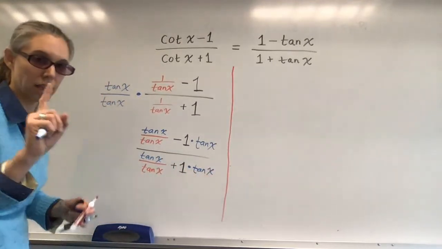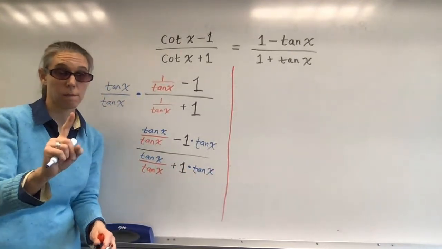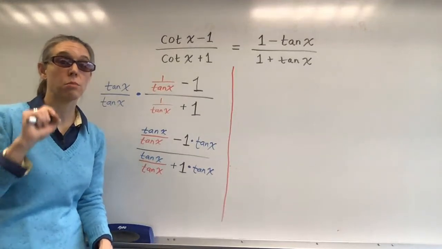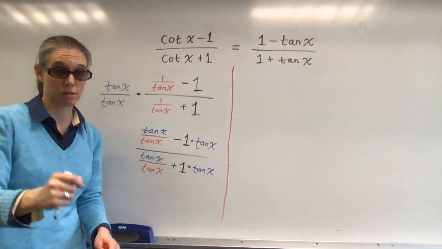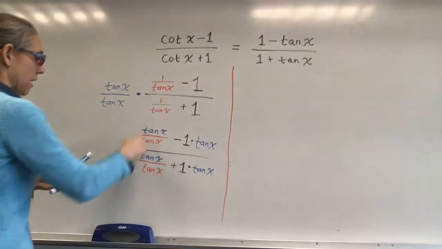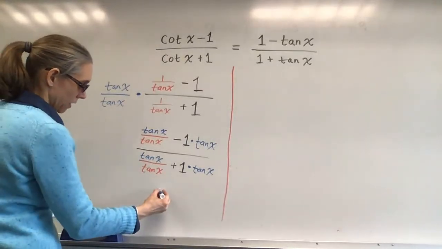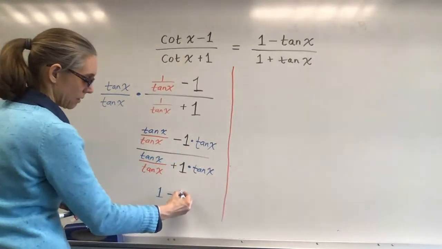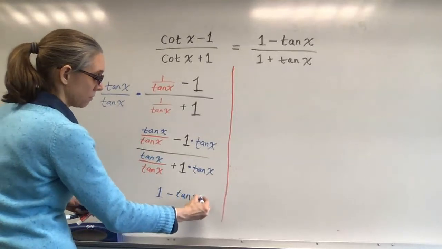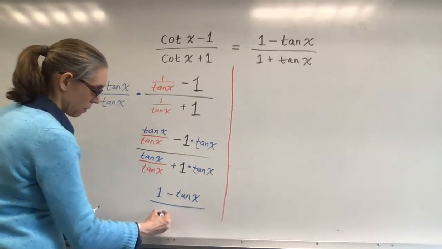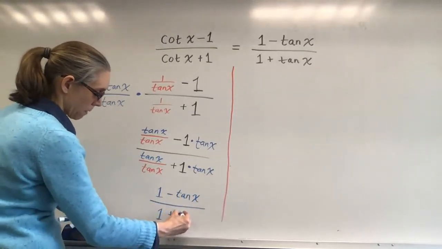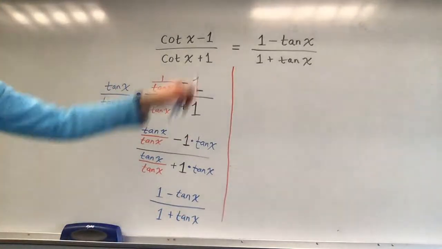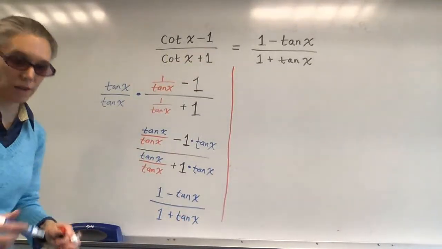Keep in mind you only have one proof on the test. If you err on the side of anything, err on the side of showing more work, not less work. Tan x over tan x simplifies to 1. 1 times tan x is tan x. The denominator becomes 1 plus tan x, and now the left-hand side is equal to the right-hand side.